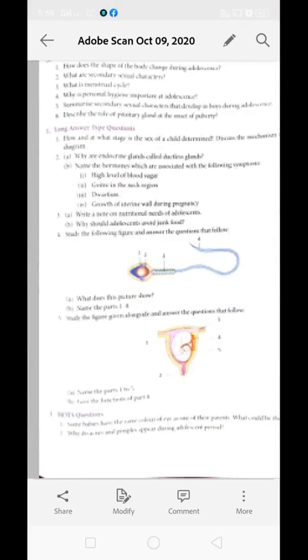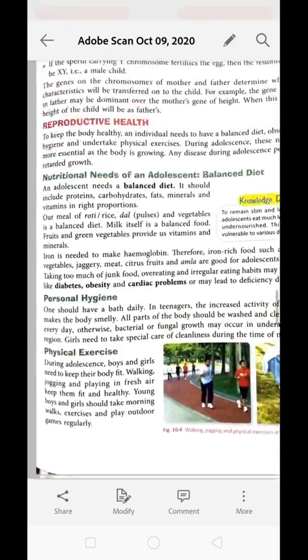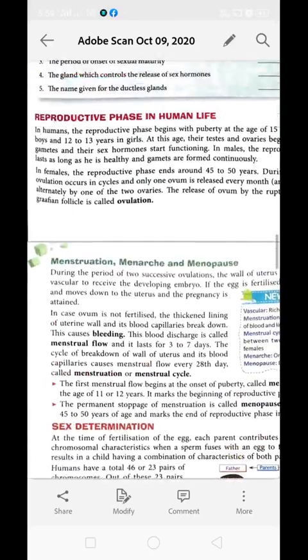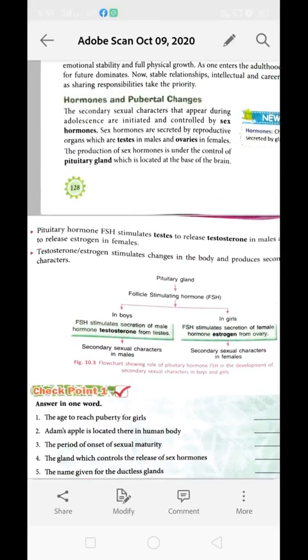Describe the role of pituitary gland at the onset of puberty. Very, very important it is. The pituitary gland is playing the key role over here. Why? Because pituitary glands secrete FSH, which stimulates gonads to release their own hormone, like estrogen in case of female and testosterone in case of male, and this will cause growth in secondary sexual character.